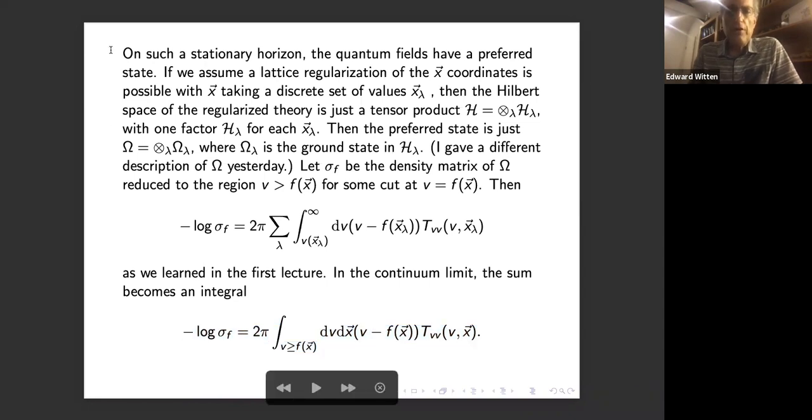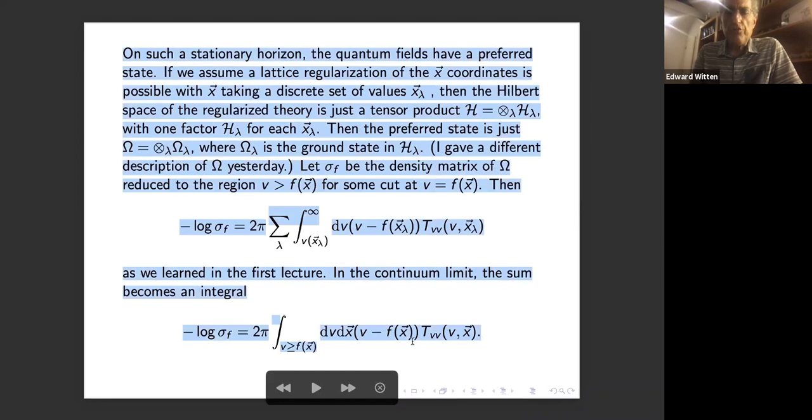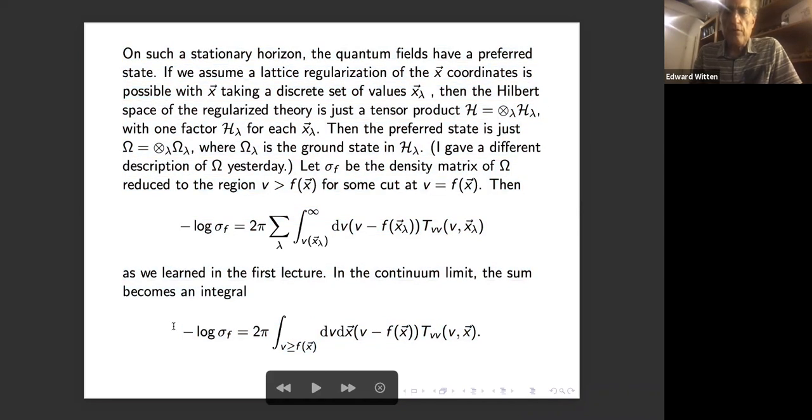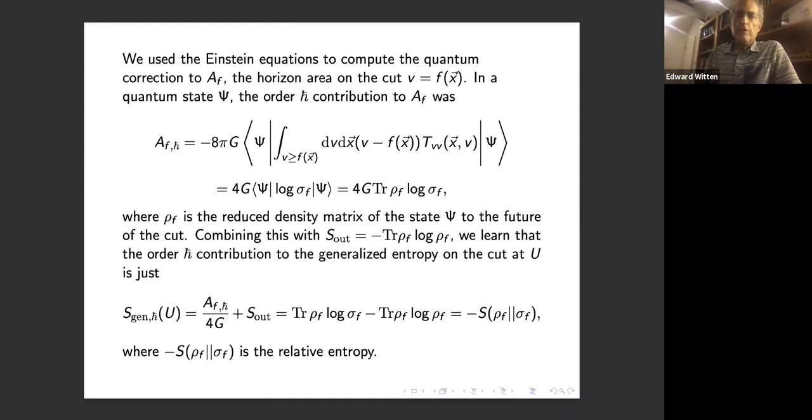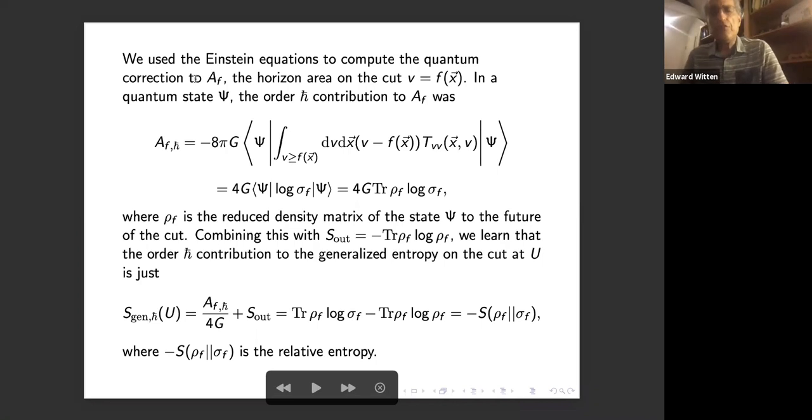So on this page, I tried to give another explanation of what the state was and why it satisfies that condition. Now, the next thing we did last time was to use the Einstein equations to compute the quantum correction to A sub f. A sub f is the horizon area at a cut v equals f of x. And using the Einstein equations, we got a formula that A sub f was minus 8 pi g times the matrix element in whatever state psi we're studying of this funny operator.